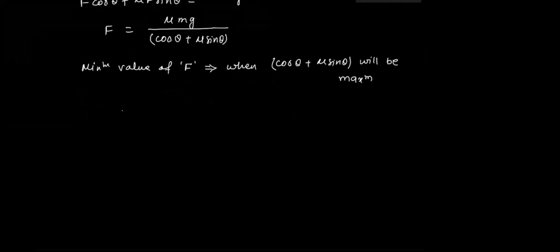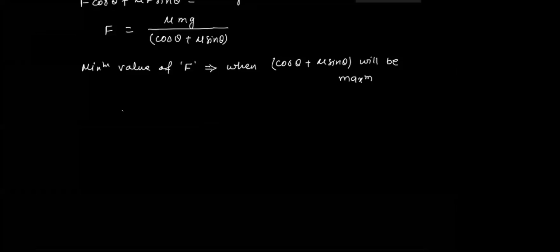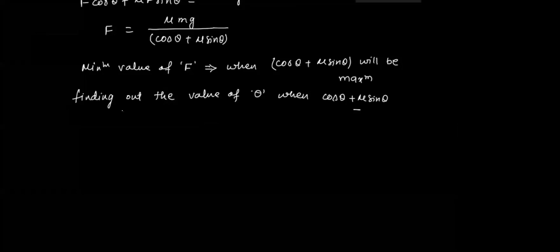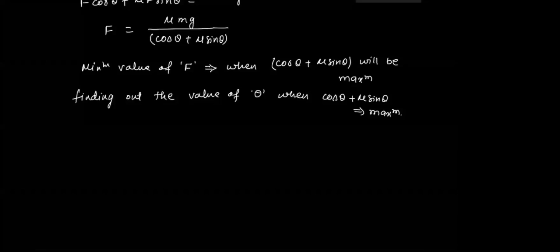So let us find out the value of theta when cos theta plus mu sin theta will be maximum. Guys, tell me, how do we find the maximum value? What is the approach? We have to use the differential calculus method, the application of derivatives.